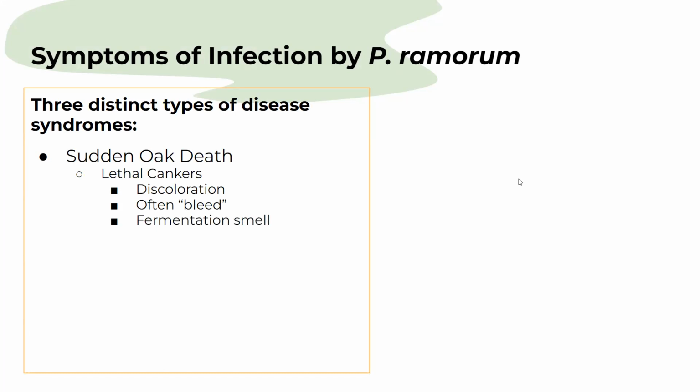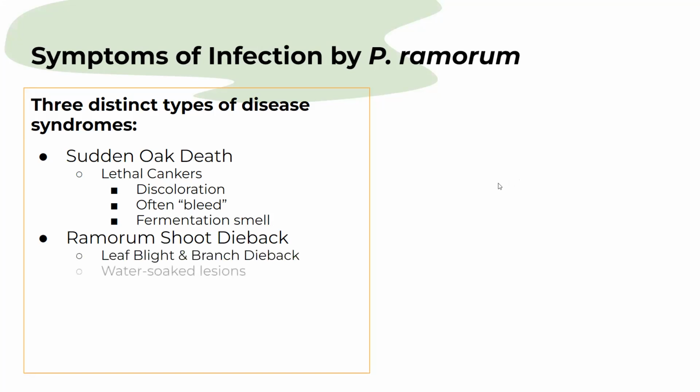Another disease syndrome that can be characterized by this pathogen is Ramorum shoot dieback, which is mainly characterized by leaf blight and branch dieback. Leaf blight can be caused by water-soaked lesions, while branch dieback is progressive death of branches or twigs that start at the tips. This can lead to girdled trees and wilted leaves.